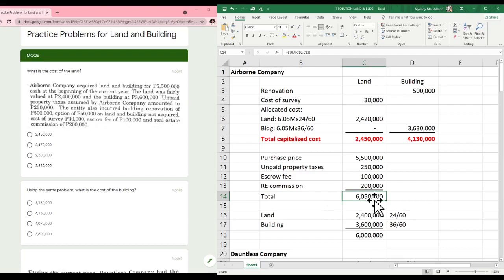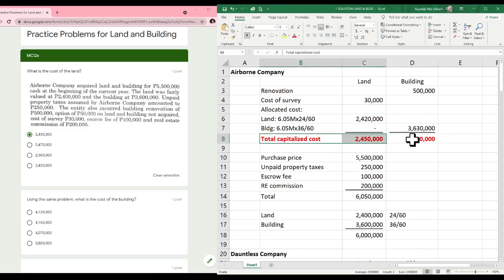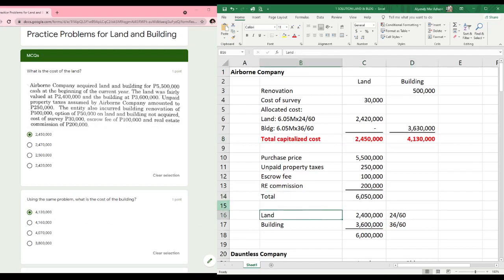So we just have to multiply this based on the fraction of the land and building. Here we have the allocated cost for the land, that is 6,050,000 times 24/60. So we got 2,420,000. For the building, that is 6,050,000 times 36/60. So we get 3,630,000. In total, for the land, the total capitalized cost is 2,450,000, and for the building, that is 4,130,000. So that is for Airborne Company.